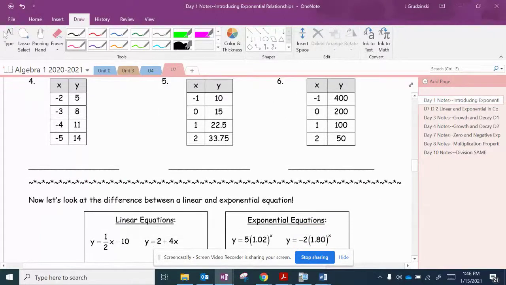We look at number 4. If I look at multiplying, there's no nice number to multiply 5 by to get 8. So instead, I'm going to check addition. So that would be plus 3. 8 to 11 is plus 3. And 11 to 14 is plus 3. So that means I've got increasing linear.